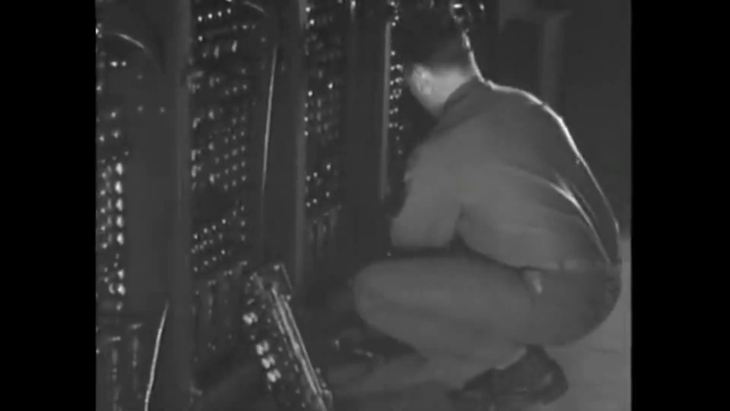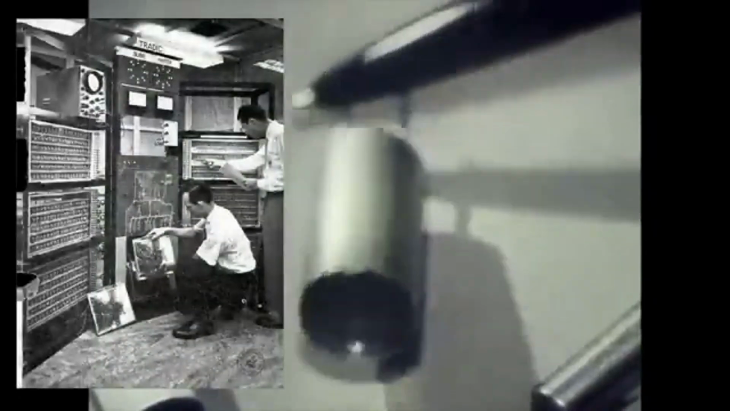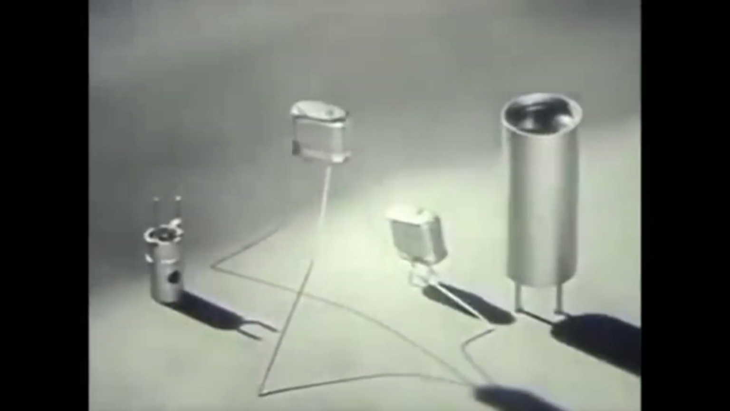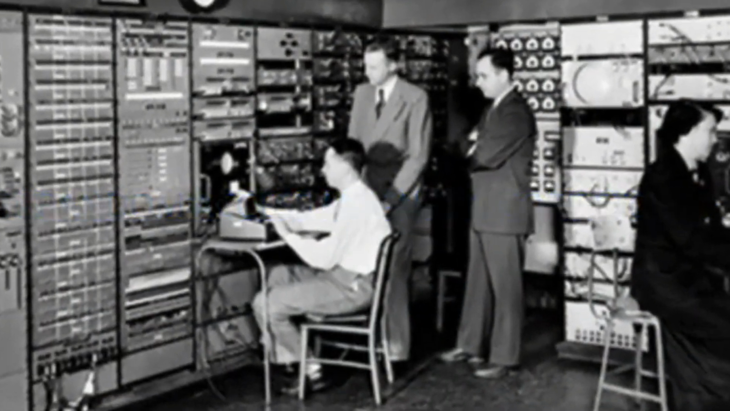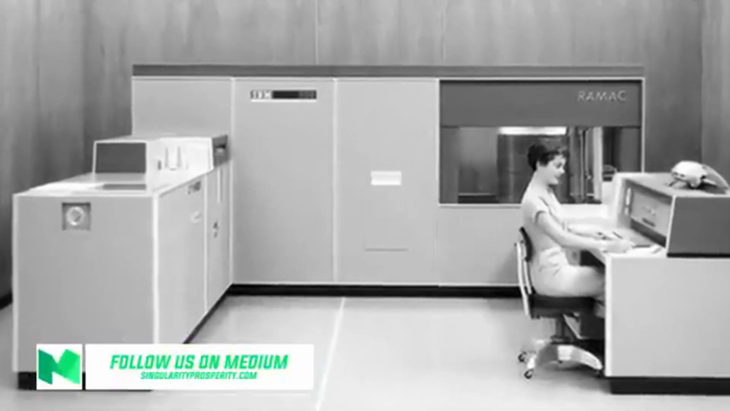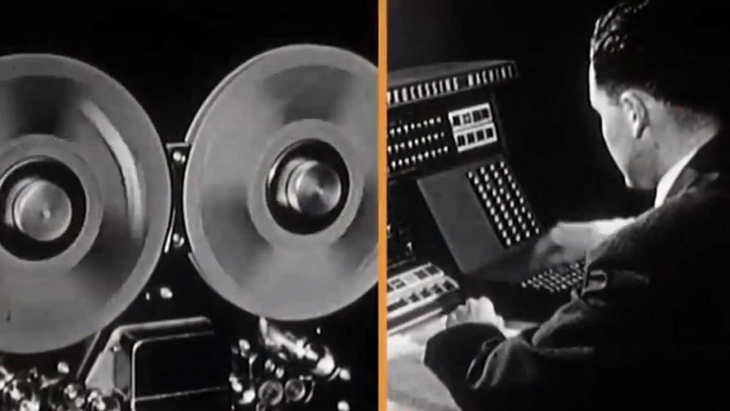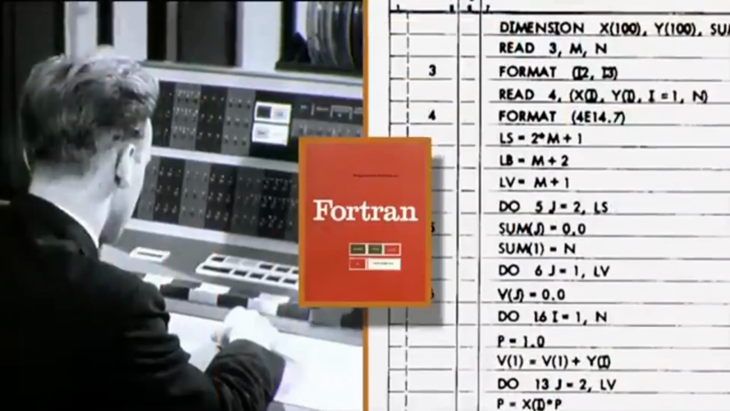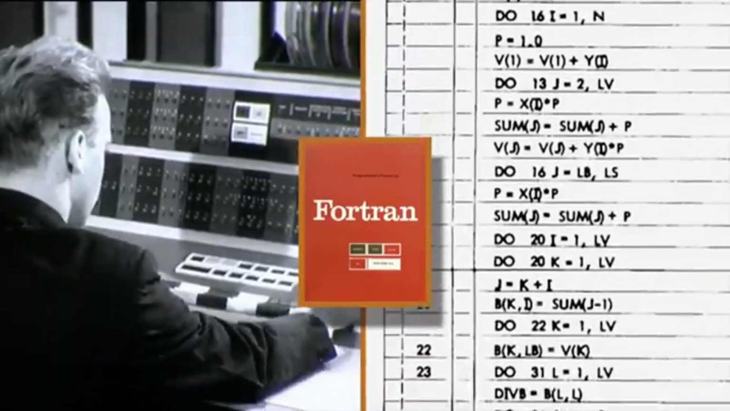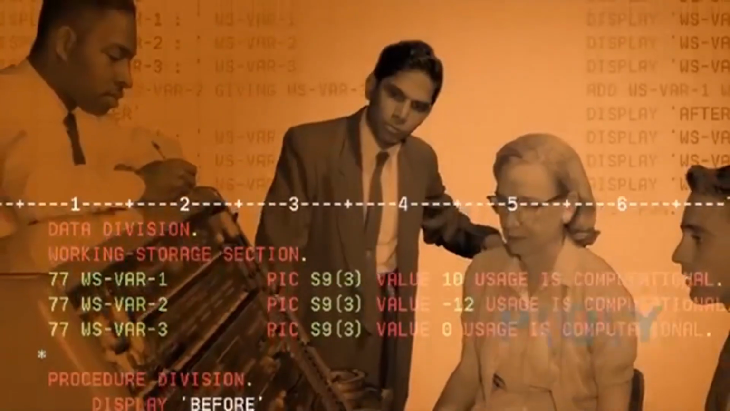Next is the transistor era, 1950s to 1960s. Smaller and faster. In the 1950s, transistors replaced vacuum tubes. Transistors were smaller, faster, and more reliable. This breakthrough allowed computers to shrink in size and become more efficient, leading to the development of mainframe computers.